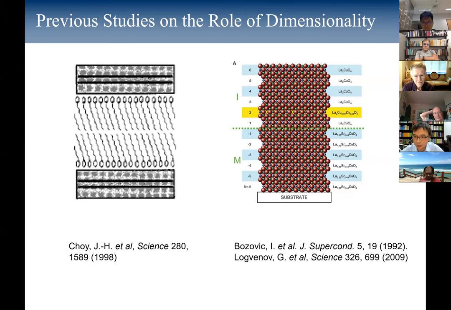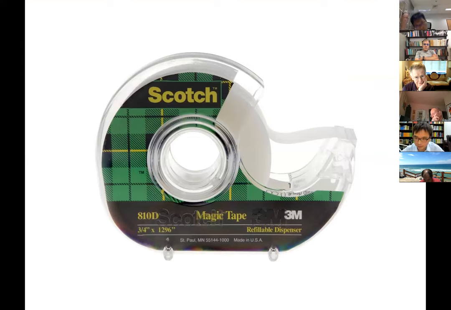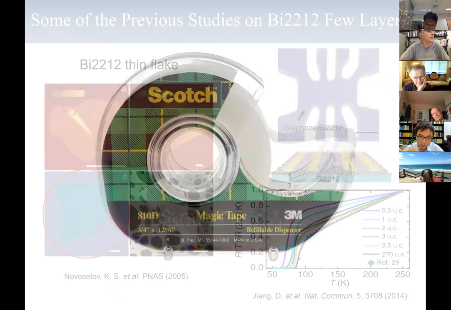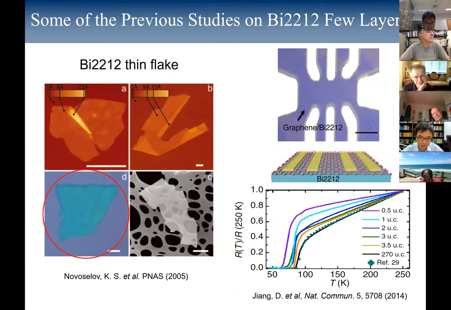Ideally, we still want to get to the ultimate limit. So can we produce a clean HTC monolayer as the ultimate 2D limit and see how the TC, how the superconductivity, changes or not? As a member of the 2D community, we have the power of Scotch tape, a magic tape. Of course, we're not the first to try this. In the past 10 years, quite a few groups have tried this approach.